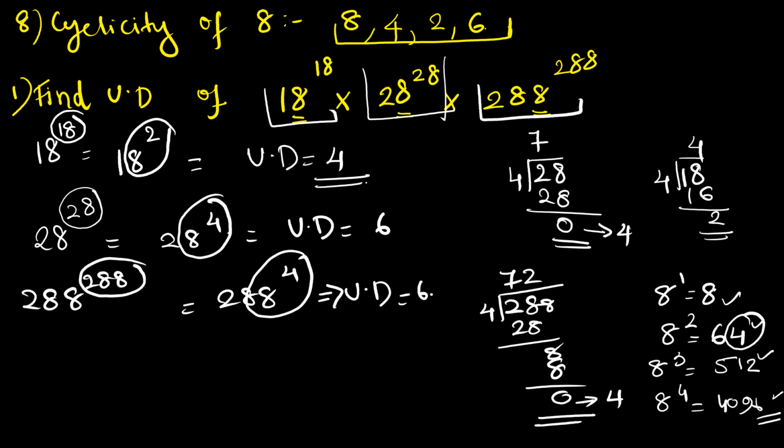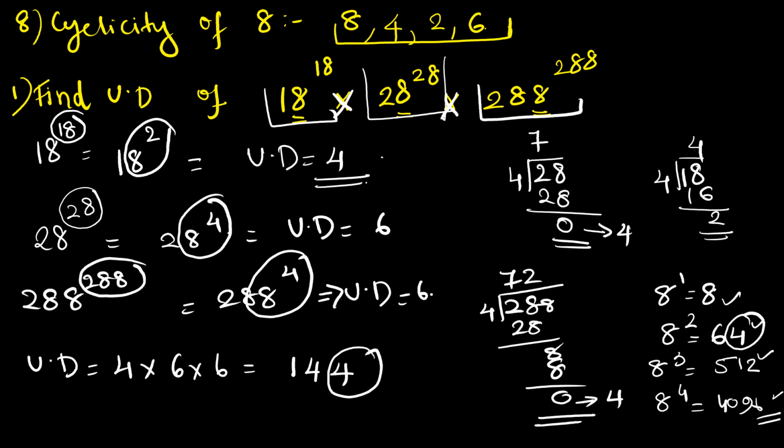Next step is to multiply all these unit digits. That is 4 into 6 into 6. That is equal to 144. And what is the unit digit here? The unit digit is 4. So the final answer is equal to 4. This is how we find the unit digit. Okay, that is about cyclicity of 8. Next we see the cyclicity of 9.